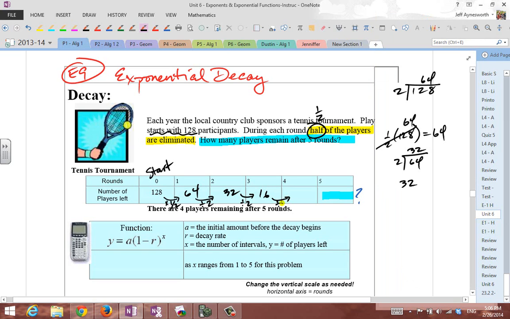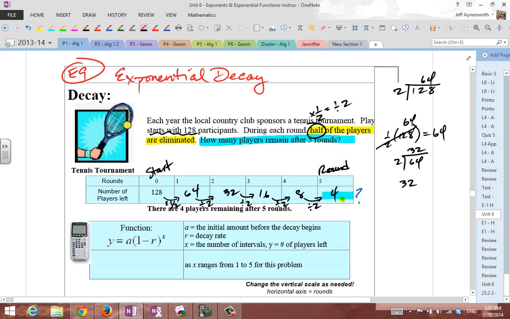So we want to divide by 2 again. You get 8 and divide by 2 again. Because we're taking half here, which means 1/2 times by 1/2, or divided by 2. They're synonymous here, guys. So basically there's 4 players remaining after round 5. This is the round.